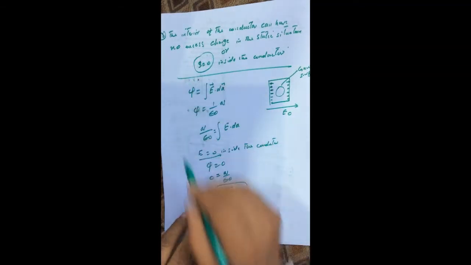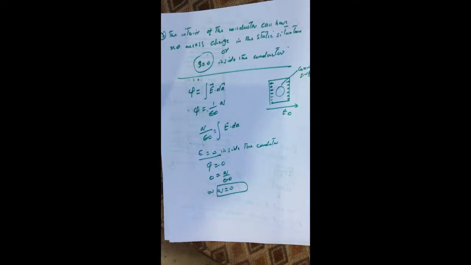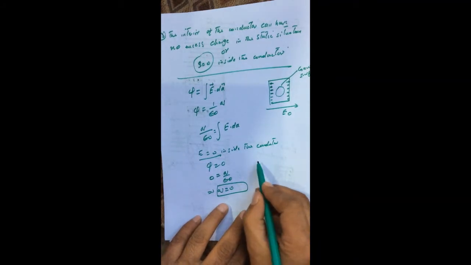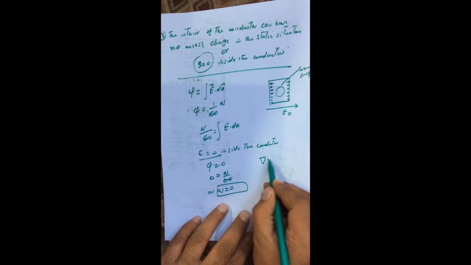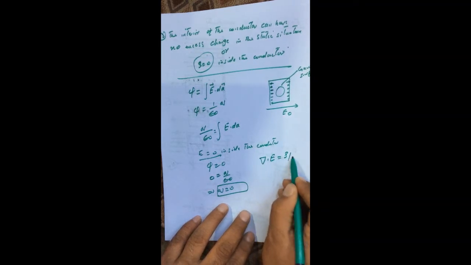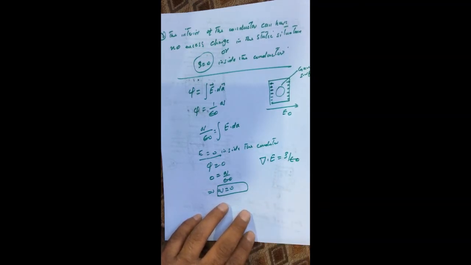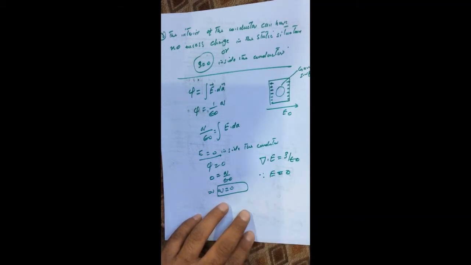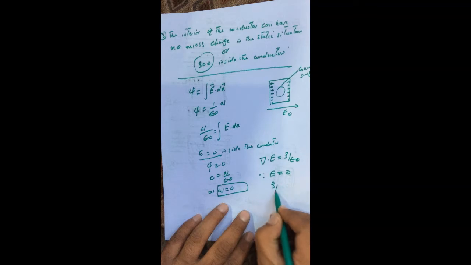Now to prove that the volume charge density inside a conductor is 0, we consider the differential form of Gauss law, which is del dot E is equal to rho over epsilon naught. Since E is equal to 0 inside a conductor, it means that rho over epsilon naught is equal to 0, or rho is equal to 0.